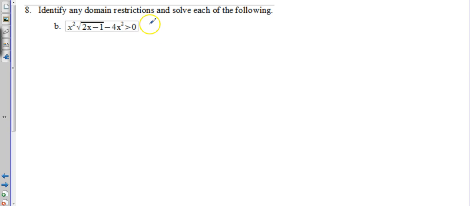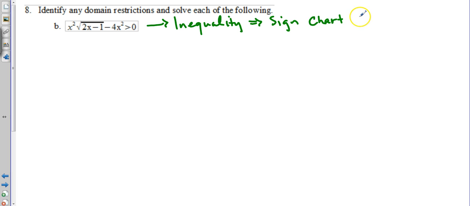All right, on this problem, you see that, first of all, we want to identify any domain restrictions and solve the problem. It's an inequality, and anytime we have an inequality, we want to make sure that we use a sign chart. That's number one. The other thing is you always have to compare to zero when you have an inequality. So sign charts and compare to zero. That's the approach for any inequality that you have.